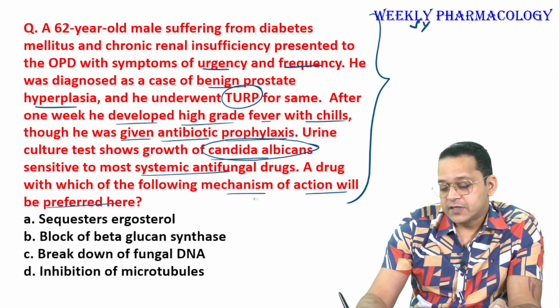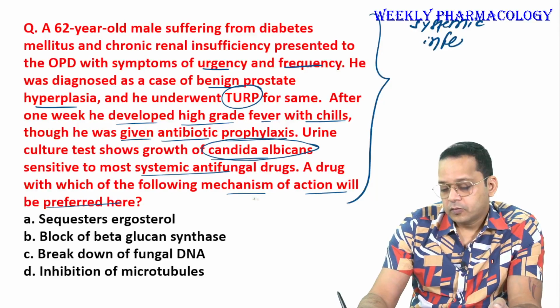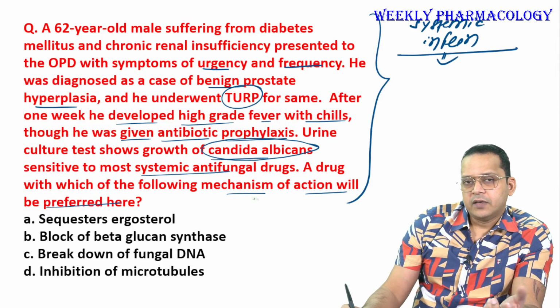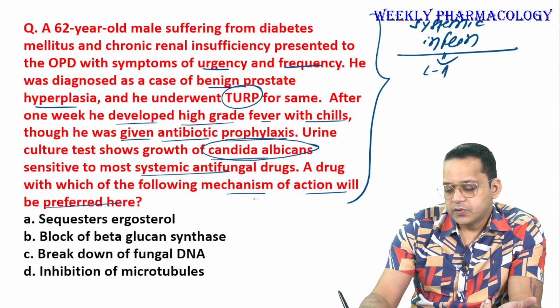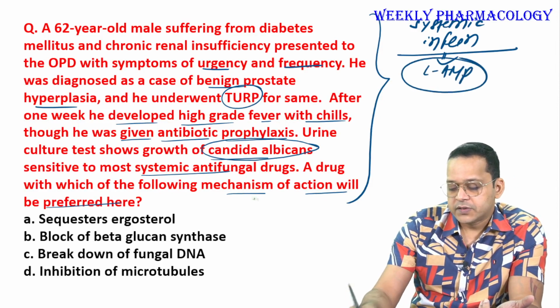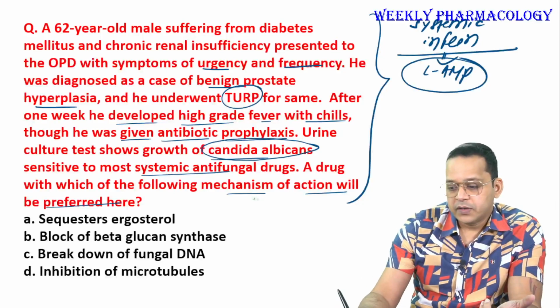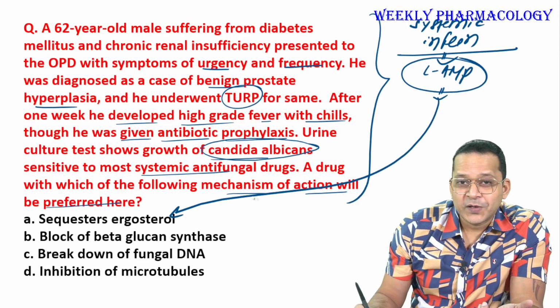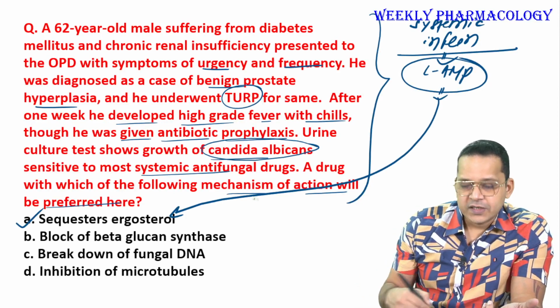Is a systemic infection of candidiasis. And if there is systemic infection, I'll always use liposomal amphotericin B. And liposomal amphotericin B, what it does, it sequesters ergosterol. So the answer here is amphotericin B.